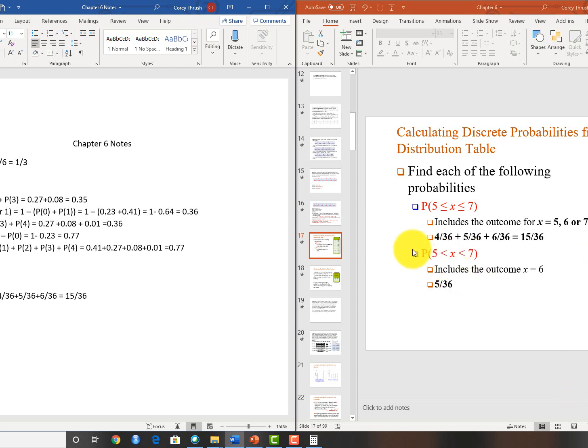But for probability of 5 less than x and less than 7, well, 5 can't be included because it's not equal to x, it's just less than. So there's only one outcome that's between that, and that's 6, so that's just, let me write this down, and that just is 5/36 right there. And you can see it in the work right there too, but I thought I'd work you through it.